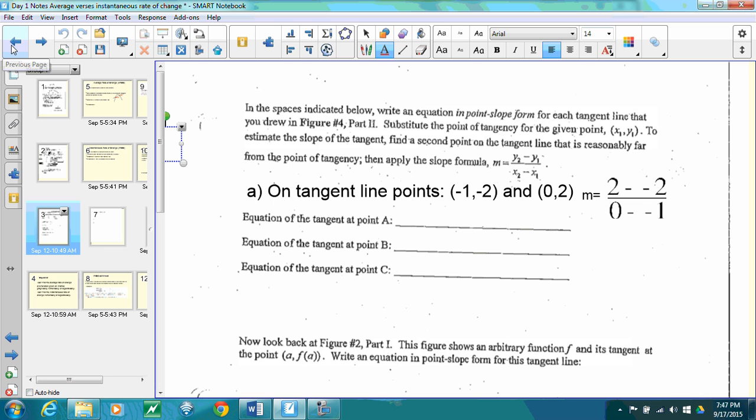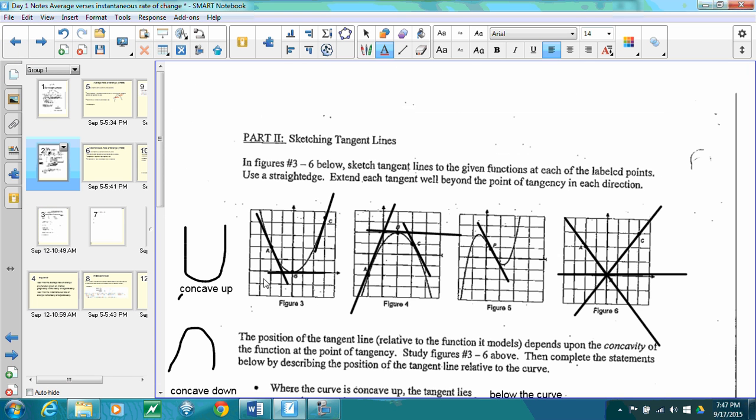So if you go back to the page before, and if I look at A on figure 4, I have this line, and I extended it, and it goes through this point A, which is -1, -2, and my line also goes through point 0, 2. It's okay if yours is a little different because they're estimates, but it should be somewhere close. So I'm going to find the equation of this line in point slope form.